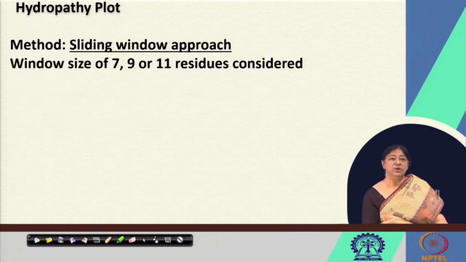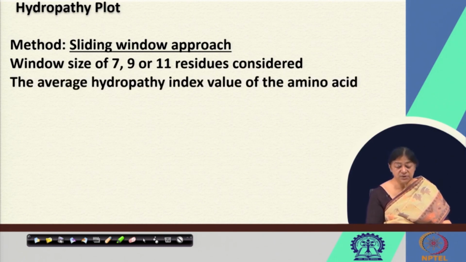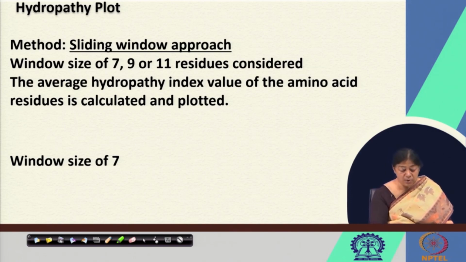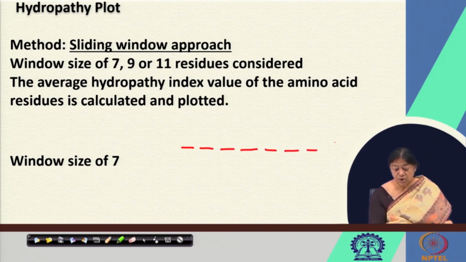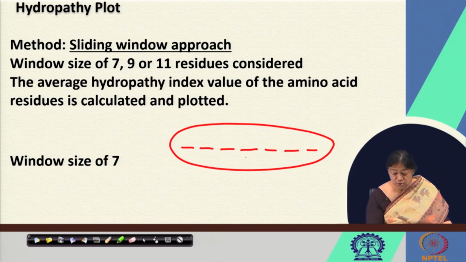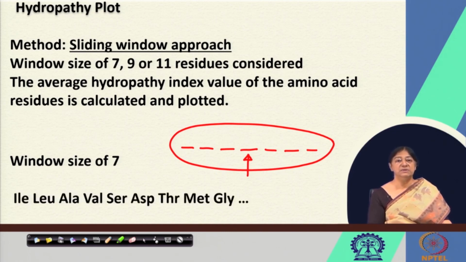We have the sliding window approach, 7 or 9 residues, and we look at the hydropathy index. We look at a window size of 7. Now, a window size of 7 means we have 1, 2, 3, 4, 5, 6, 7. We calculate the average of the hydropathy index values from the table that we showed, and we assign it to the middle residue here. Then we slide the window, as I will show you.